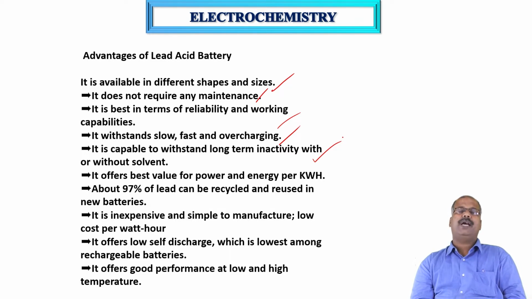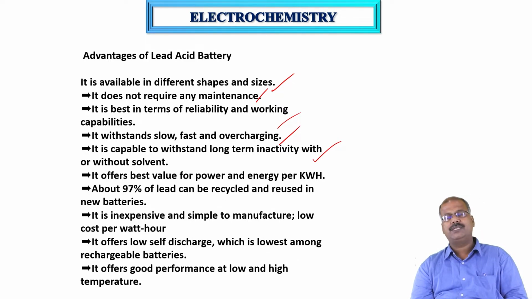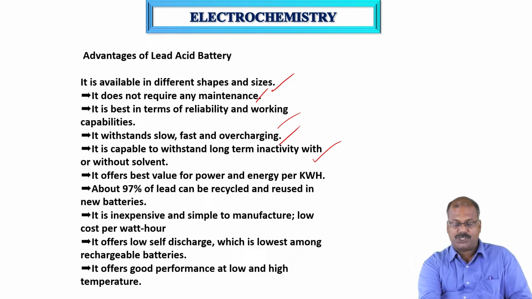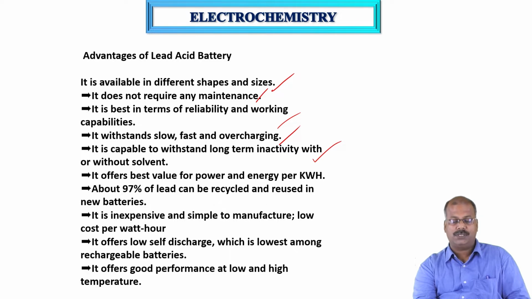That means you can keep the battery in the charged condition without using it for a quite long time. In some batteries, what happens? There will be something called self-discharge. Without using the battery itself, the battery will lose some of its charge, or some of its active material, in the form of being automatically discharged. It's called self-discharge. That self-discharge is less in lead acid battery. It is capable of withstanding long-term inactivity with or without solvent.